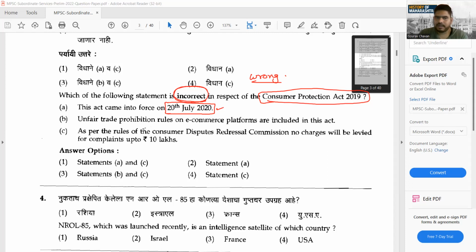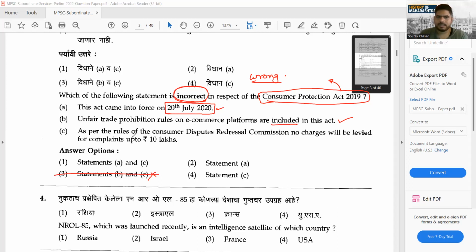Now, unfair trade prohibition rules on e-commerce platforms are included in it. Yes, it is an obviously correct statement. You can see this is a positive statement. Why? Because the previous act did not have any provision regarding online things or e-commerce, but this act has included it. Yes, it is definitely a positive statement. Now see, B is a correct statement, so obviously this option gets eliminated. You should not consider this.